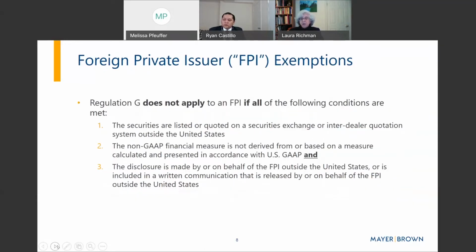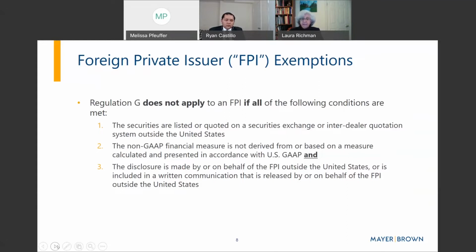Foreign private issuers don't have to comply with Reg G if their securities are listed or quoted on an exchange outside the U.S., and the non-GAAP financial measure is not derived from a U.S. GAAP measure, and they make the non-GAAP measure disclosure outside of the U.S.